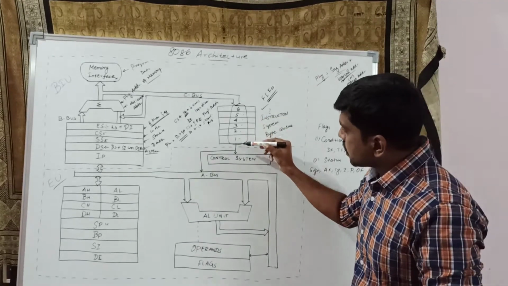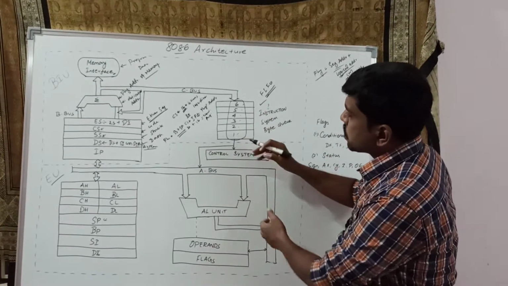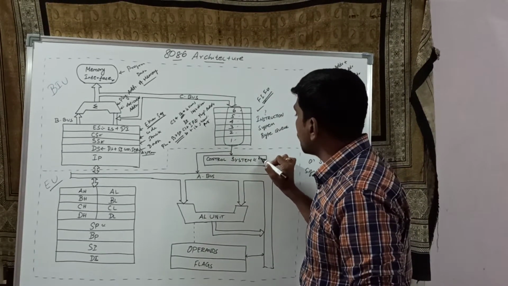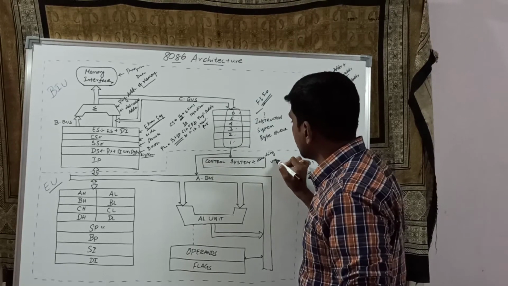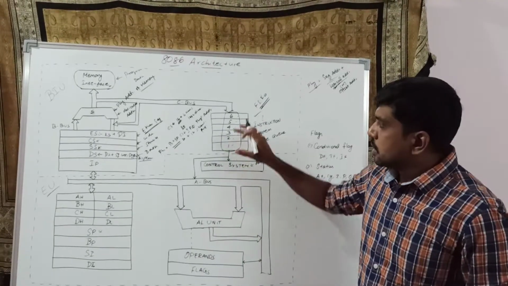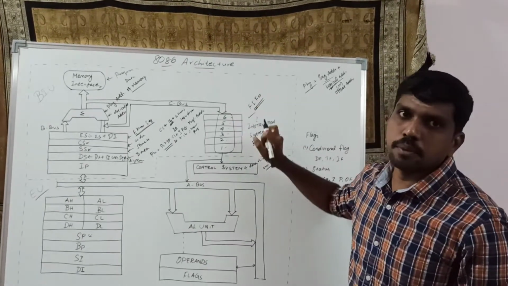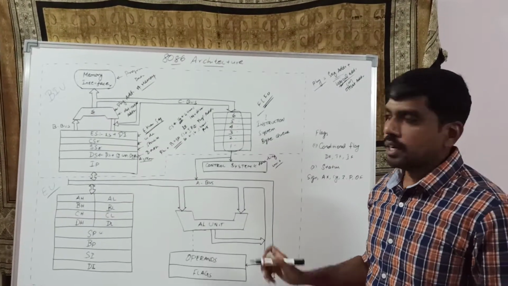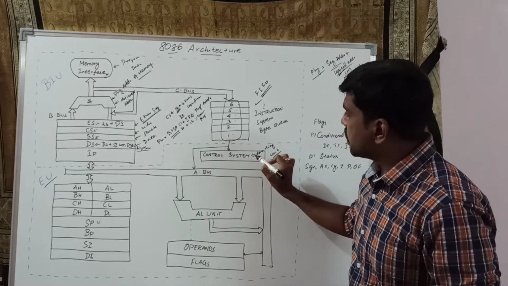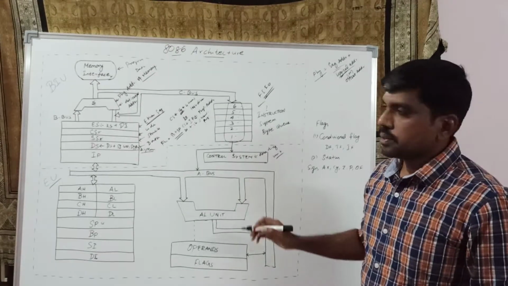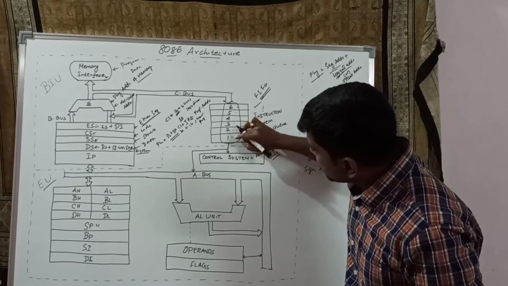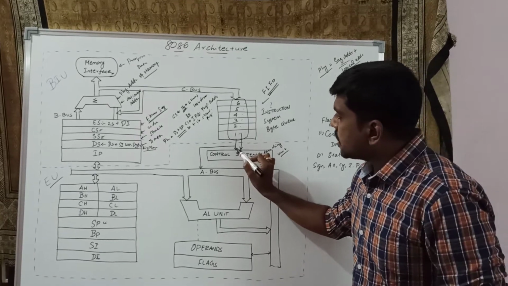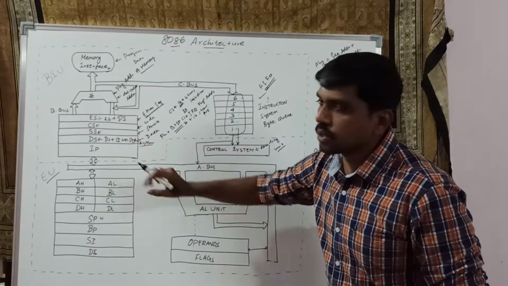After prefetching, the first instruction is passed to the control system. What is the control system? The control system is nothing but the decoding unit. This instruction is in human-understandable language, and this human-understandable language is converted to machine-level language. So the first instruction is fetched and passed to the control system. After decoding, this block sends the control signal to the entire execution block.